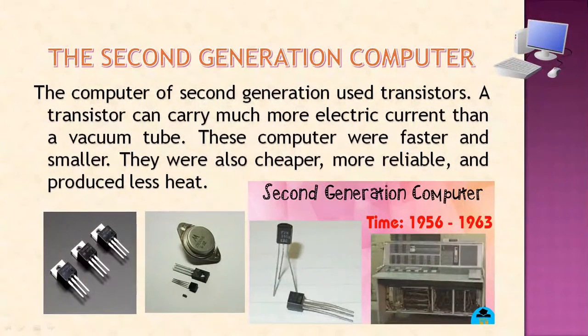The second generation computer. It used transistors. A transistor can carry much more electric current than a vacuum tube. These computers were faster and smaller. They were also cheaper, more reliable, and produced less heat.